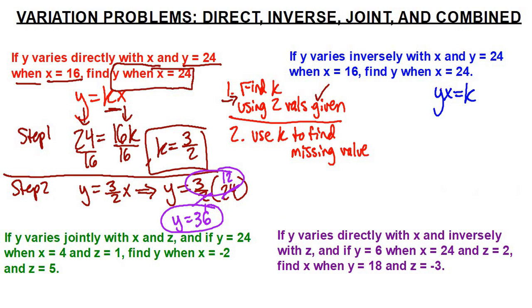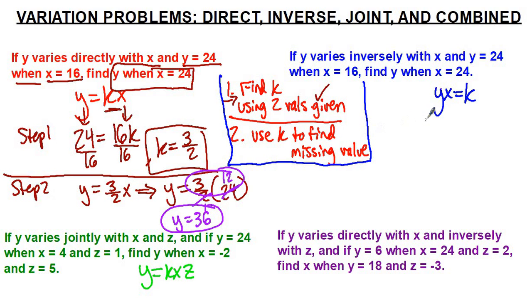The one down here, when it's jointly, it's going to be y equals kx, same as the above, but then there's a second variable, so kxz. And then I'll give you the third one in a second. It's a little bit of a challenge to figure out this fourth one right here, but see if you can do that. All right, so let's try same two steps, by the way.